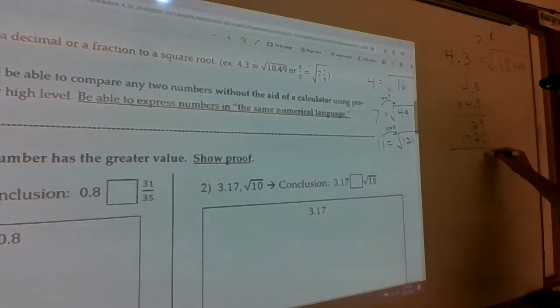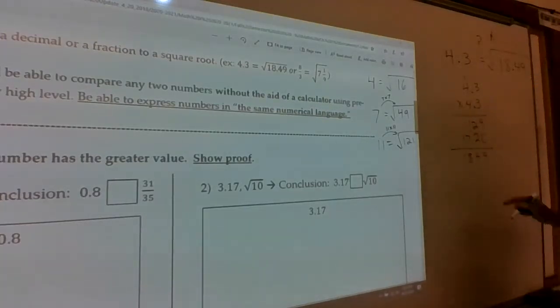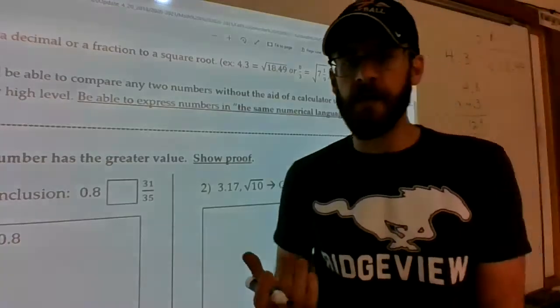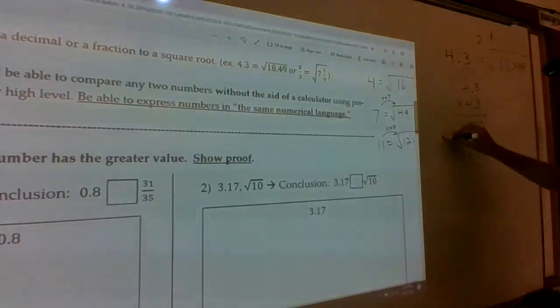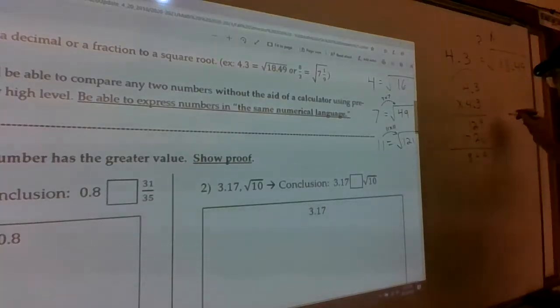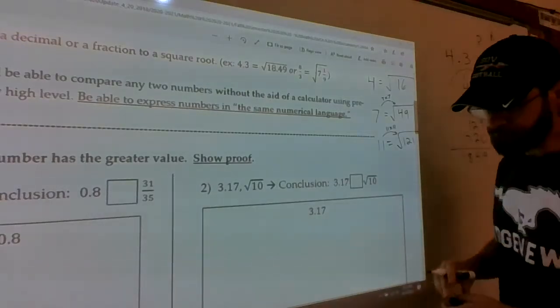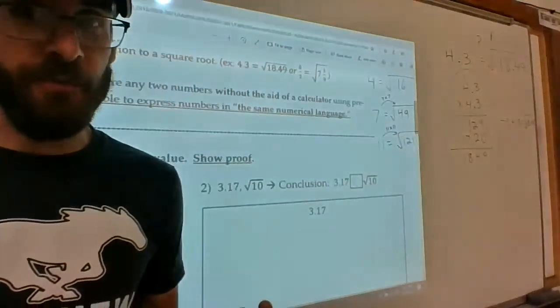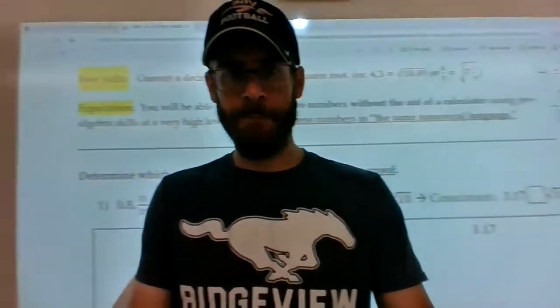for 16, add them, and then 2 decimal spots. Remember, that means 2 decimals in. That's where the 18.49 comes from. So when you do this work, it culminates into 4.3 equals root 18.49. So that's all it is. When you need to turn something into a square root, you multiply it by itself.